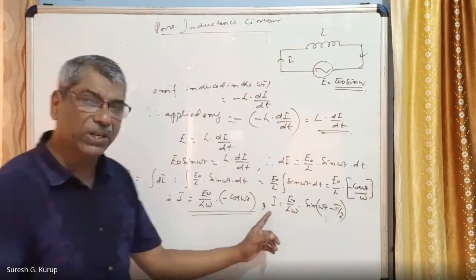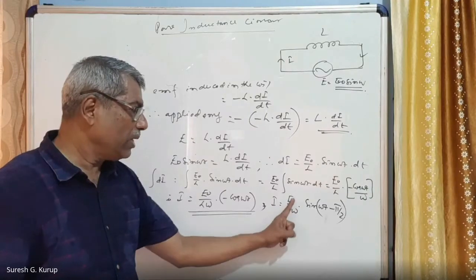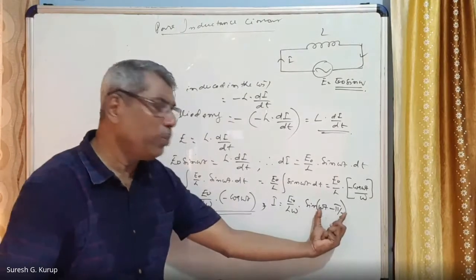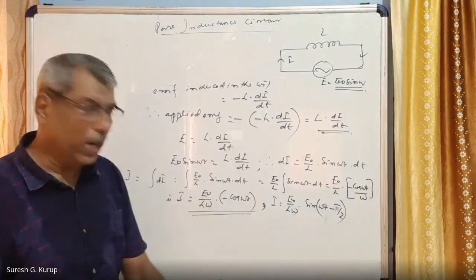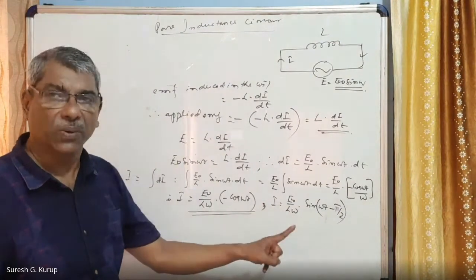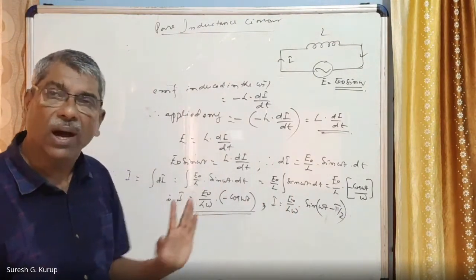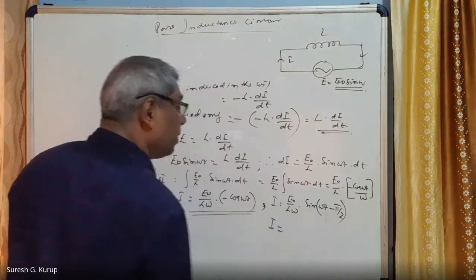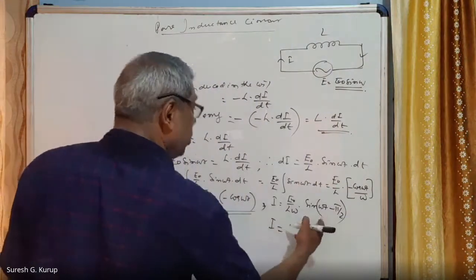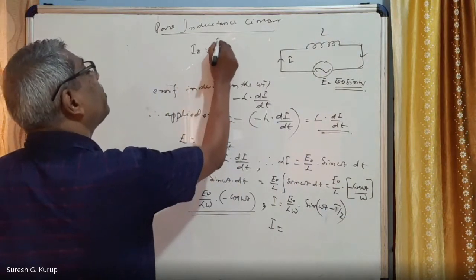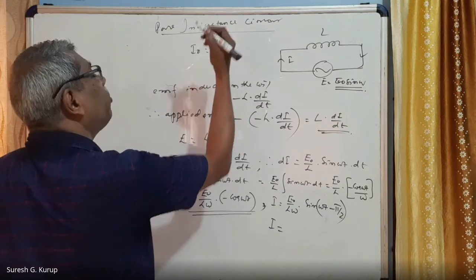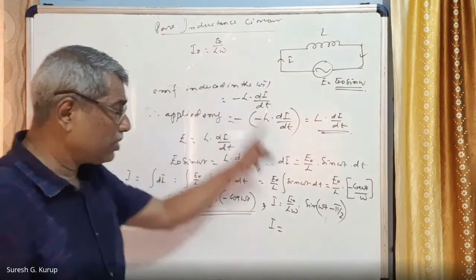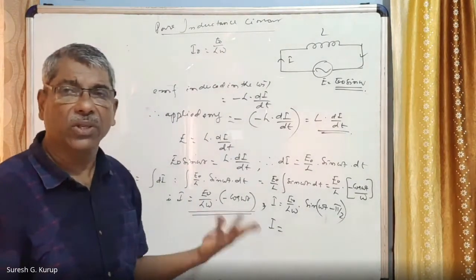The negative cosine function can be written as E0 by L omega into sine omega t minus pi by 2. In this expression, when sine omega t minus pi by 2 is equal to 1, then I becomes equal to I0. I0 is equal to E0 by L omega. So I becomes equal to I0 when sine omega t minus pi by 2 is equal to 1.